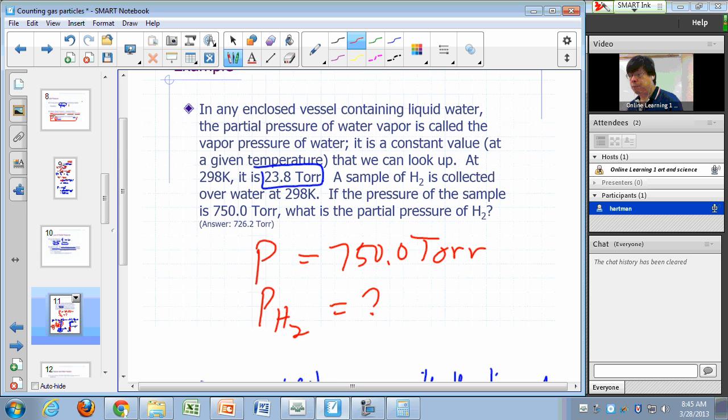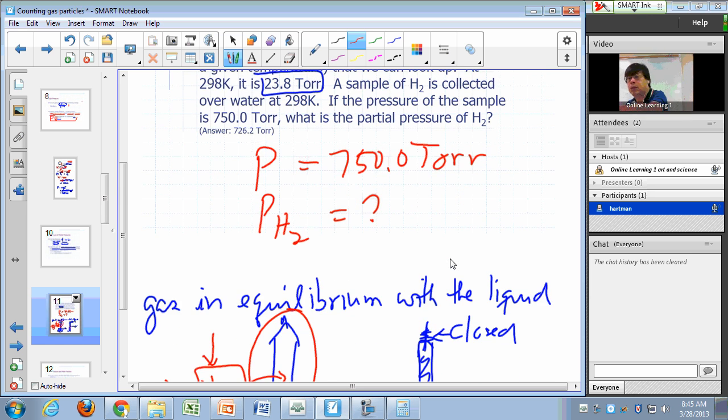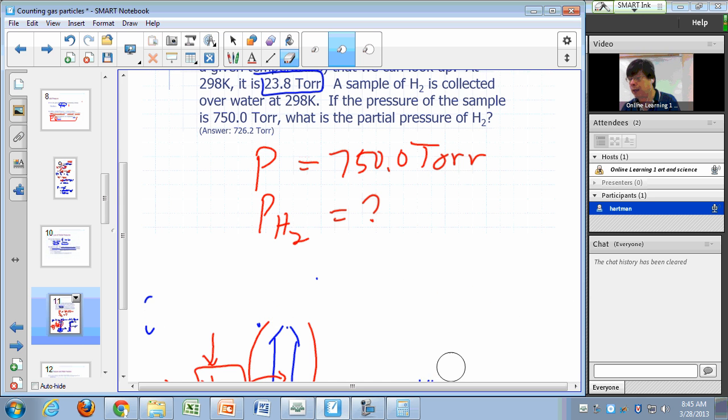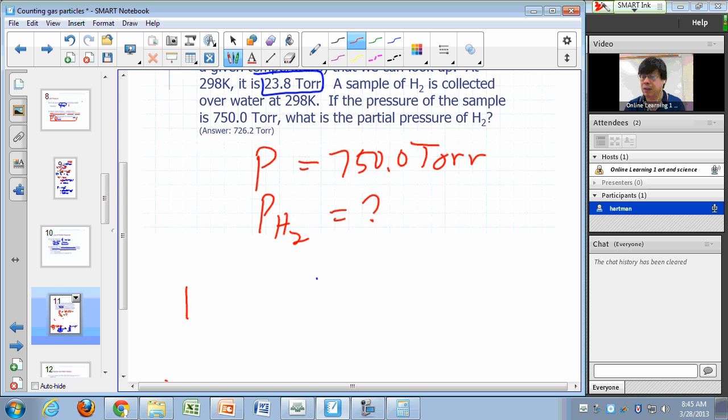And this is a very simple problem actually. All you have to do to get the partial pressure of hydrogen is subtract the vapor pressure of water from the total pressure, because Dalton's law says partial pressure of hydrogen plus partial pressure of water vapor must be equal to the total pressure.